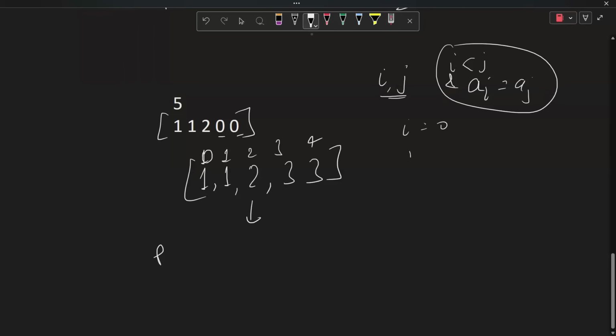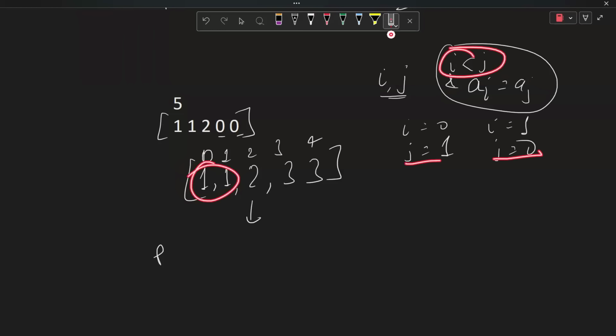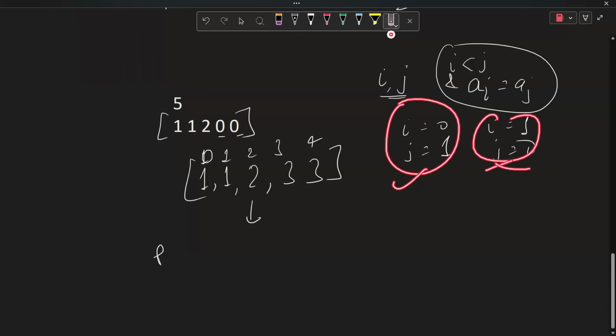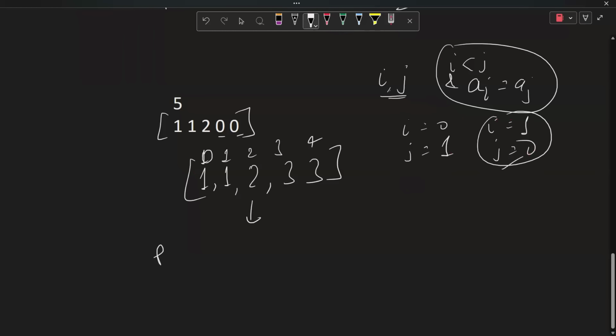If I'm taking i equal to 0 and j equal to 1, it means I'm referring to this pair. Now, if I take i equal to 1 and j equal to 0, that would also refer to this pair only, but we won't count them as 2 because we are given i is less than j. So this pair would be counted as 1 only. This would be valid. Okay, so that's why this condition is given. Otherwise, we only need to find such pairs of indices so that their values are equal.